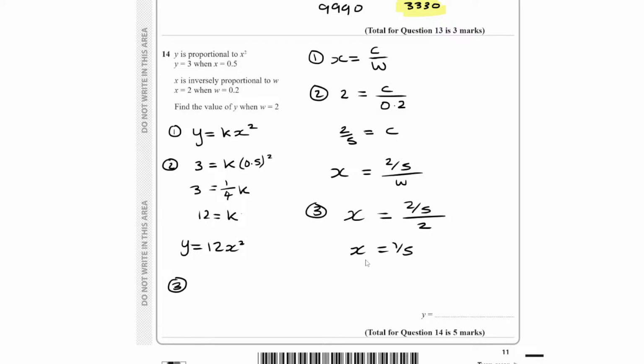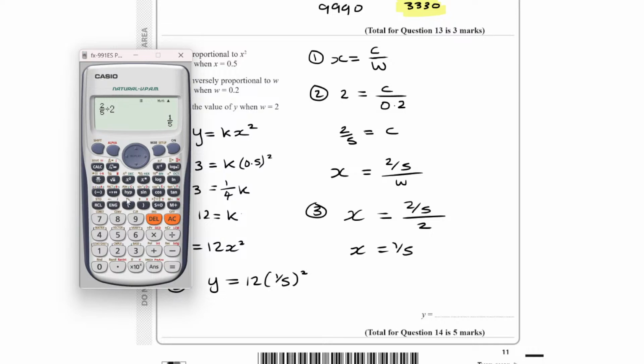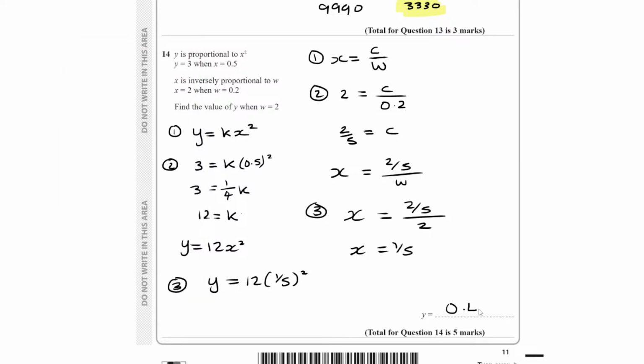So I'm going to take my x as 1/5 and sub it then into the first equation, which does have x, and then it would give me y. So y is equal to 12 times 1/5 squared. So square your answer, times it by 12. Now you can either write it as 12 over 25, or 0.48. The decimal's not too difficult, so I'll probably put that. 0.48.